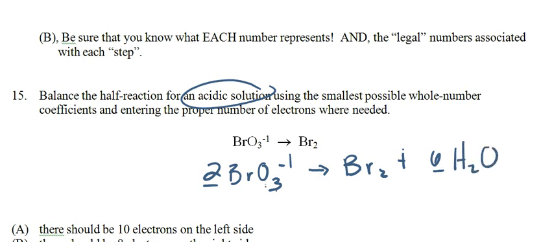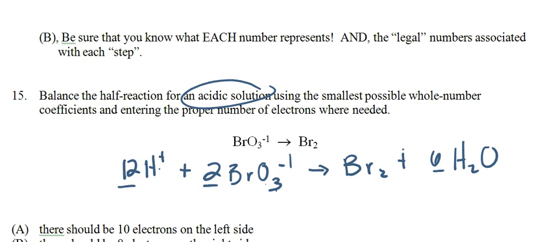Okay, so now we have the same number of bromine, same number of oxygen. Now let's balance out the hydrogens. So I have 6 times 2, which is 12 hydrogen. And again, hydrogen ions, not hydrogen gas. We don't have any gas in this. Okay, then we have the same number of atoms on both sides.